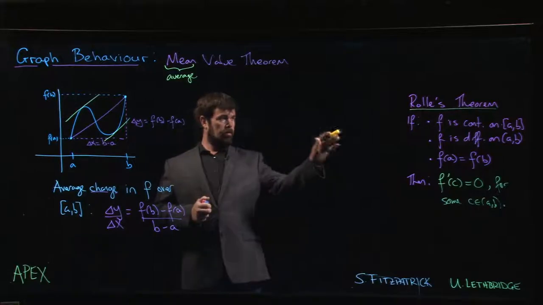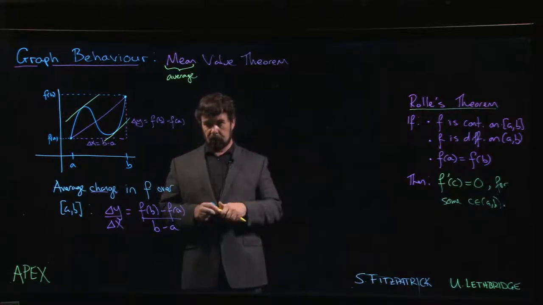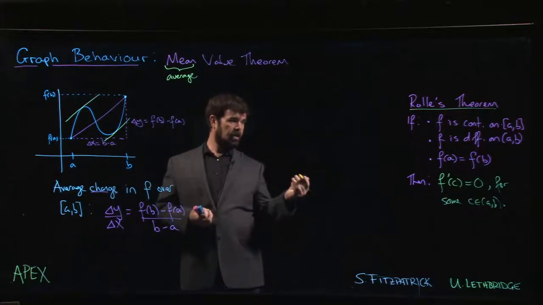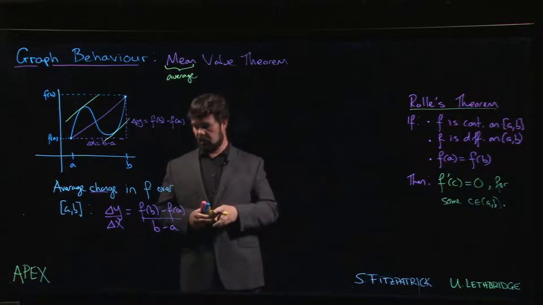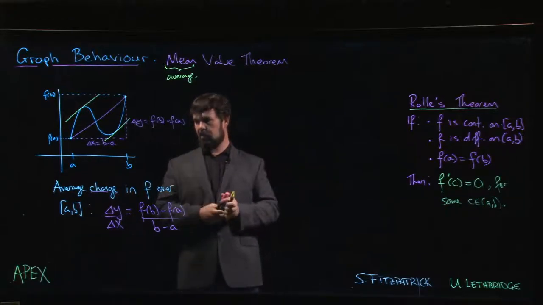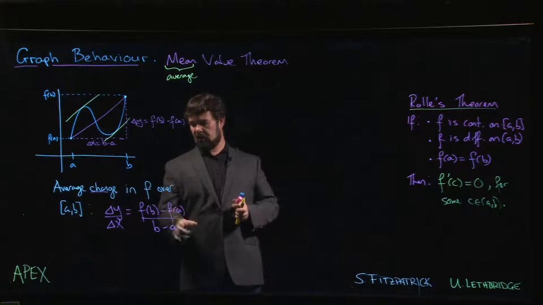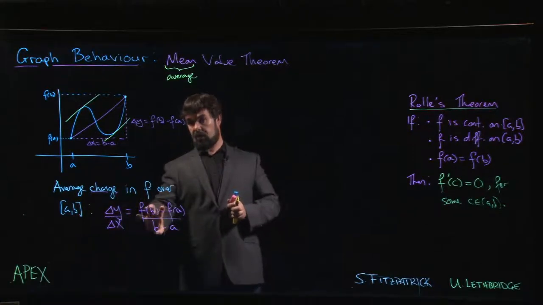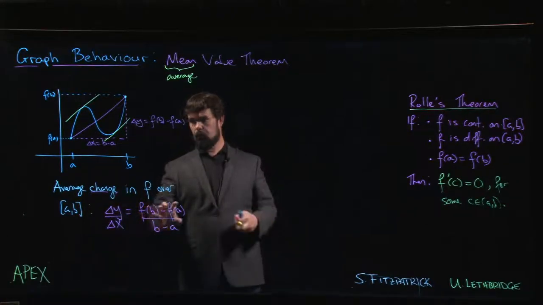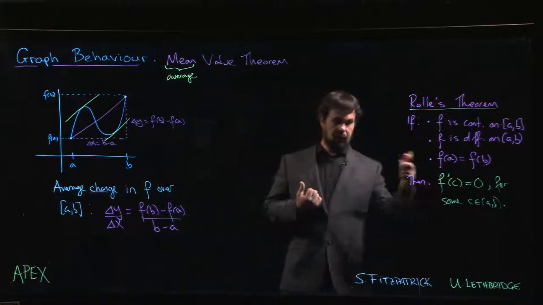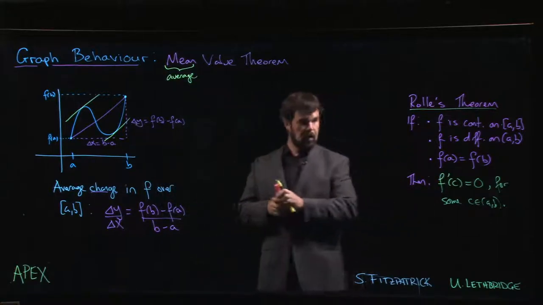All right. So in the last couple of videos, we talked about Rolle's theorem. We explained that Rolle's theorem is, in some sense, a special case of the mean value theorem, right? Because if f of a equals f of b, then this average rate of change is simply zero, and so f prime of c should be equal to zero.